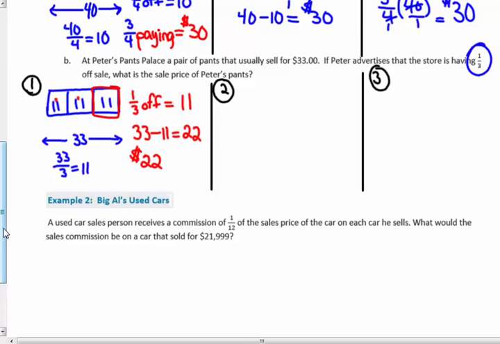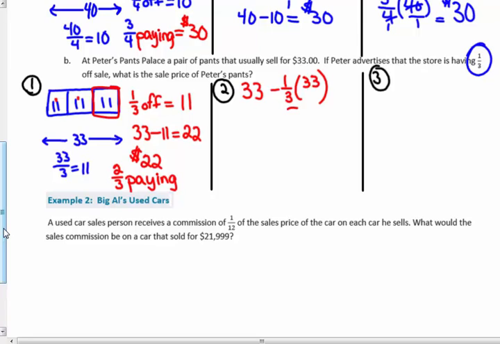If I'm taking 1/3 off, guess what? I'm paying 2/3. Right? 2 out of the 3 boxes are left. I'm paying 2/3 of the price when something's 1/3 off. So, method 2, first multiply the 1/3 times 33 and subtract it from the original price. So, subtracting the fraction of the price from the original price.